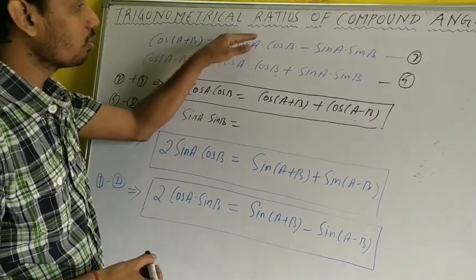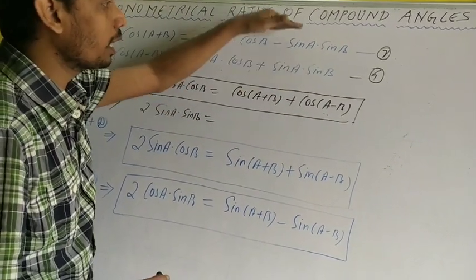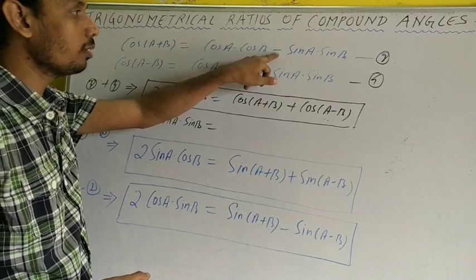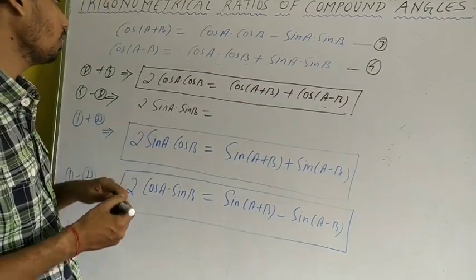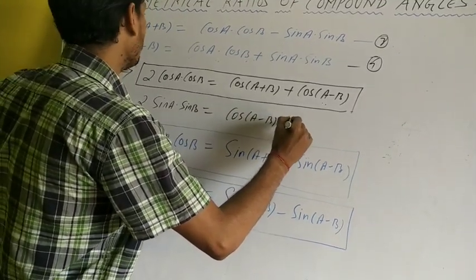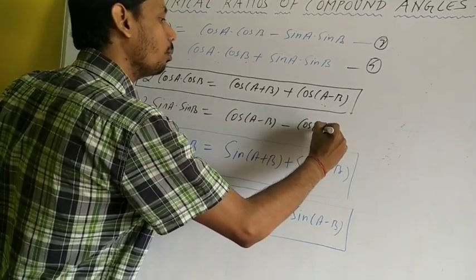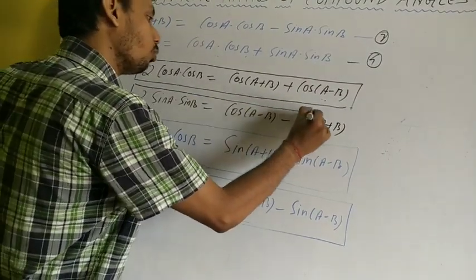Cos a cos b and cos a cos b will be cancelled. Sin a sin b, again as we are taking 4 minus 3, so this minus becomes plus. So sin a sin b and sin a sin b, twice of sin a sin b. This is equals to cos of a minus b minus cos of a plus b. Now this is the fourth formula.